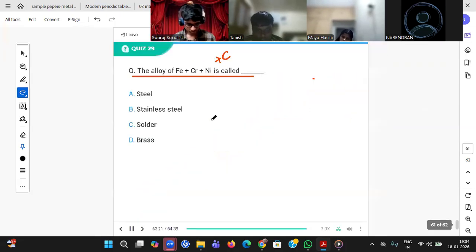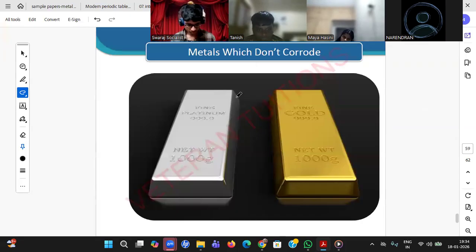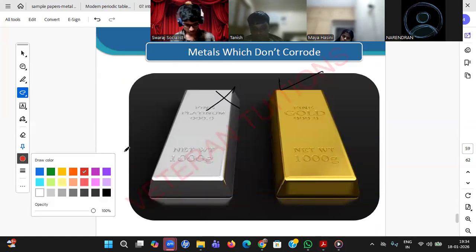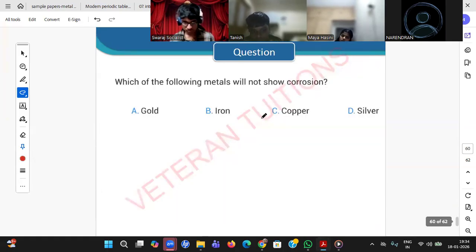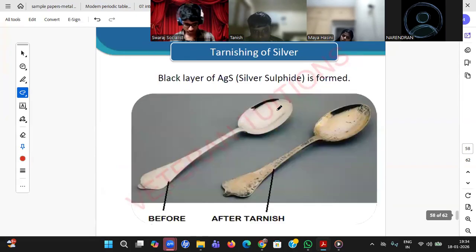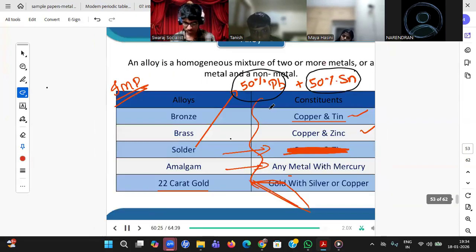Okay. So which doesn't corrode? So silver also corrodes, students. Gold is what doesn't corrode, followed by platinum. Okay, followed by platinum. Yes. So can you show me that brass composition? Yeah. Take this.